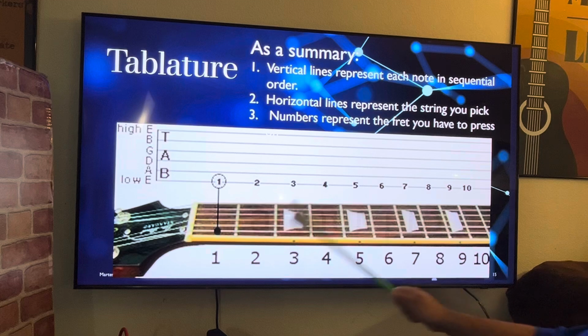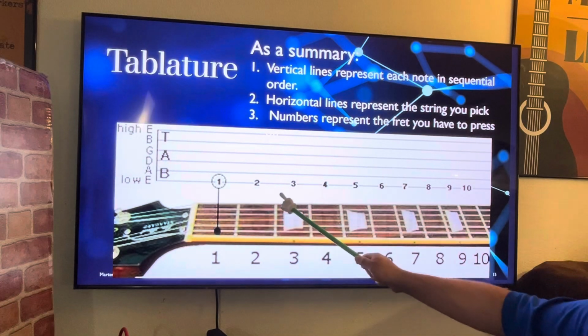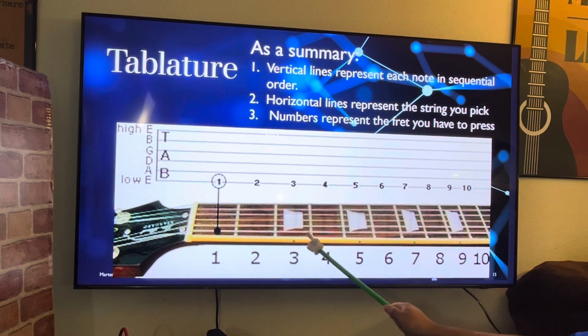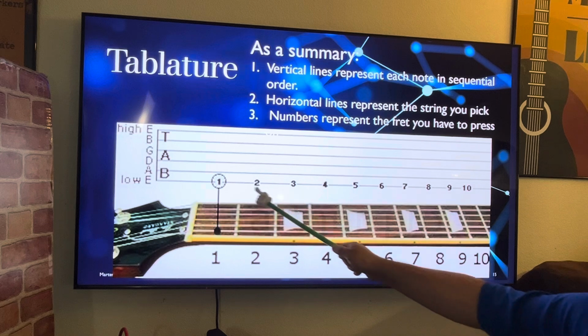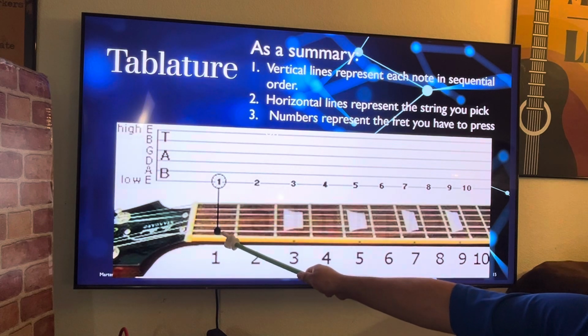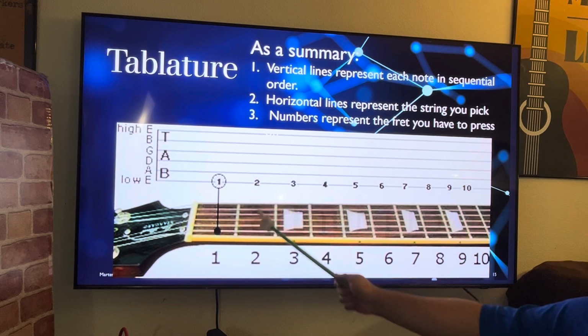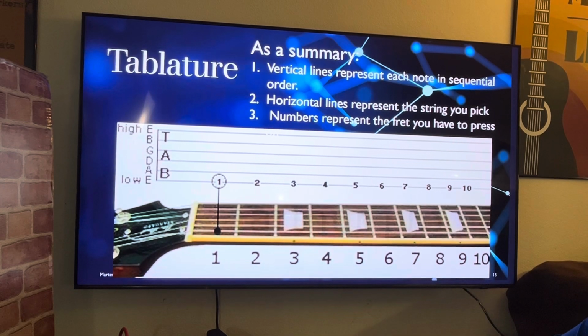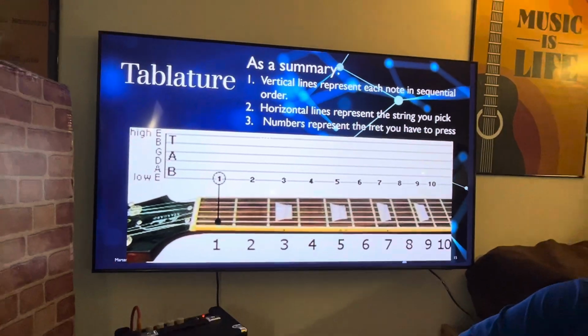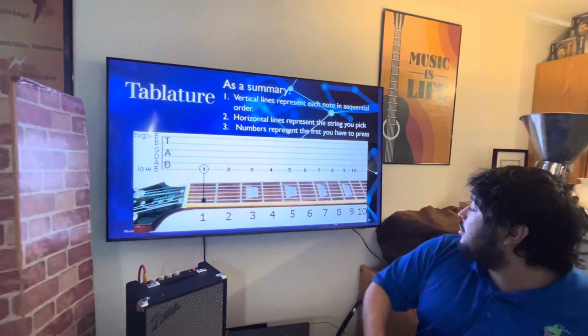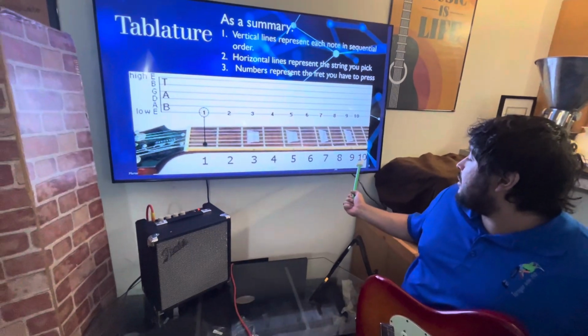And now the numbers. The numbers just mean the number of the fret. So if you see a number 1, you're going to go to the first fret. Boom, right there. First fret. Number 2 is going to be the second fret like that. And then so on and so on, all the way up to 10, because that's what we have here, 10.